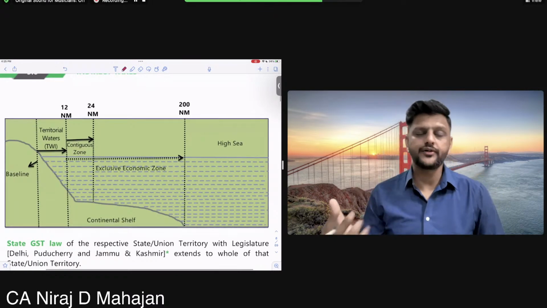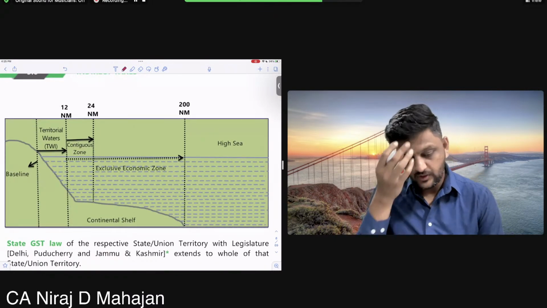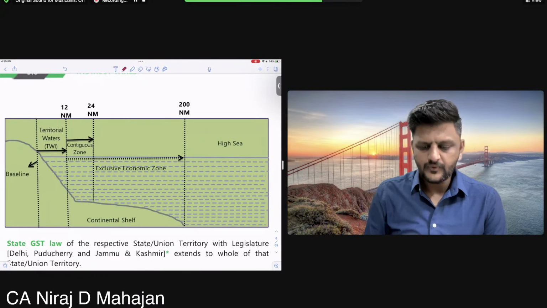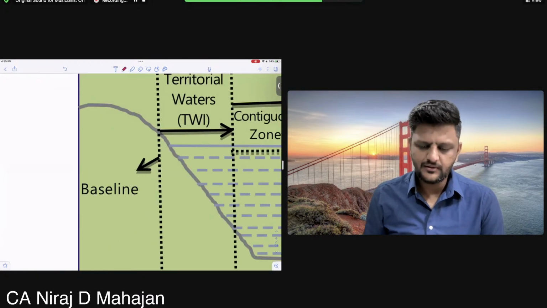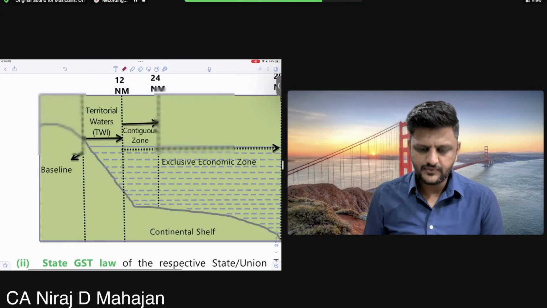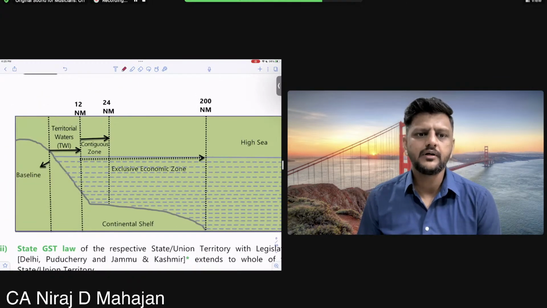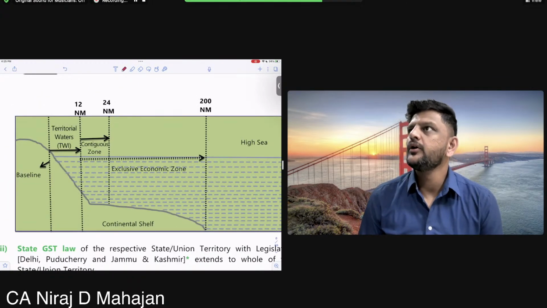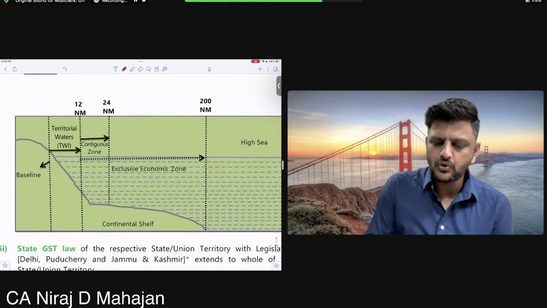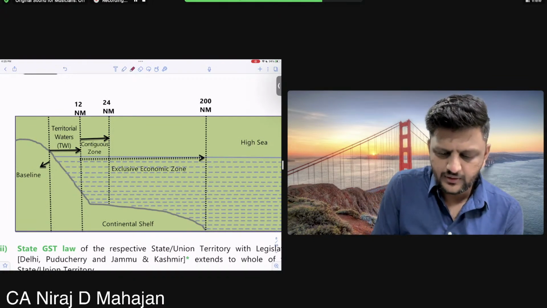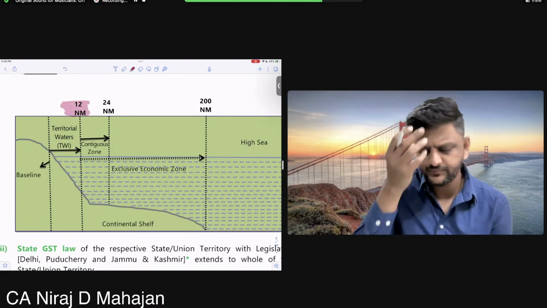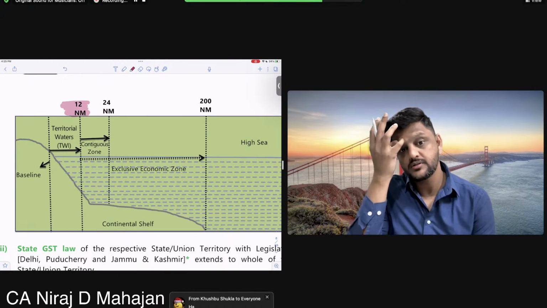And supply through telecommunication. So only land, this is your baseline. Then the territorial water starts. Generally, what do we say? Our territory goes up to 12 nautical miles. Remember, I think we had also seen this in income tax. Yes, still here. They are territorial waters.